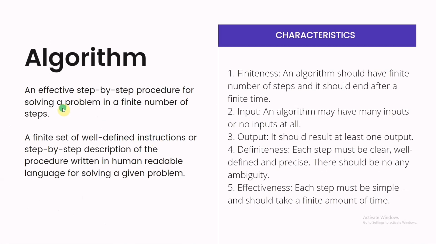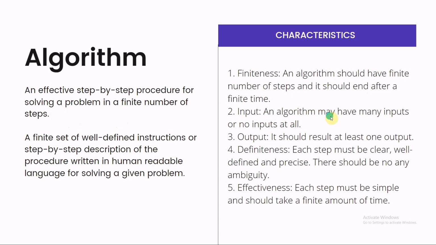For an algorithm, its characteristics: a step-by-step procedure for solving a problem in a finite number of steps. Finite means there is a limit, a number we can identify, to be able to solve this problem. So a finite set of well-defined instructions and a step-by-step description of the procedure written in human readable language to solve a given problem. Given its characteristics, finiteness: a finite number of steps, and it should end after a finite time.